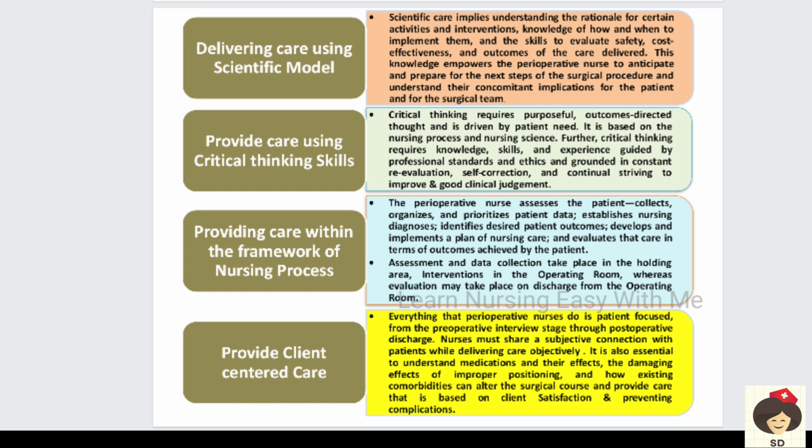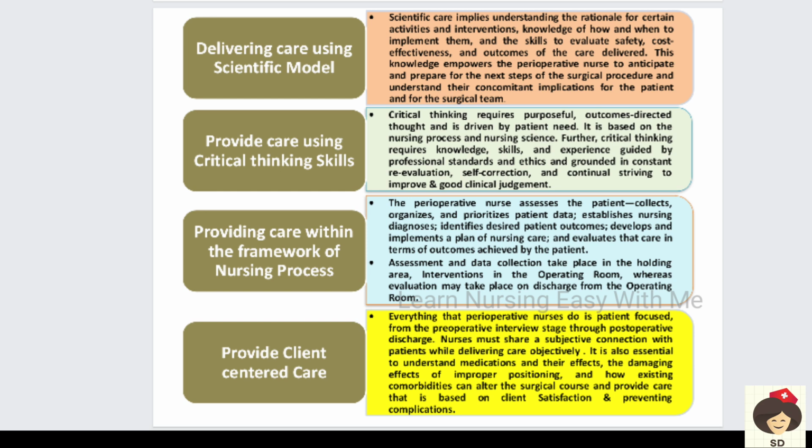And providing care within the framework of the nursing process. We must be able to assess, collect, organize and prioritize the patient's data, establish nursing diagnoses, plan the goals, plan and implement the care, and also evaluate the care. Assessment can take place in the holding area, where the patient is kept before the surgery, interventions will be done in the operating room, and evaluation of the outcome of the surgical procedure can be identified in the recovery room or once the patient is discharged from the operating room.